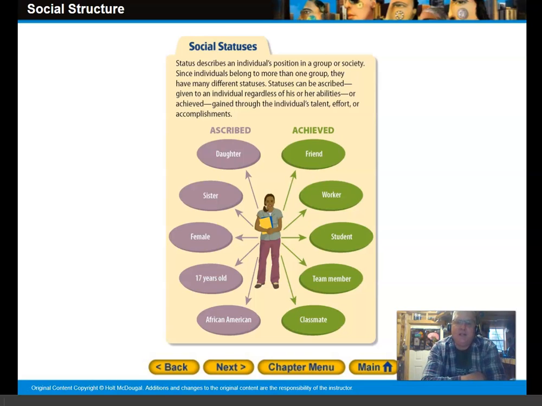Your achieved status would be whether you're a friend or not of somebody, whether you're an employee or a worker, whether you're a student or a teacher, whether you're a team member, and whether you're a classmate. So you see, these are all achieved statuses, while the others are given to you. You can't help but have those.